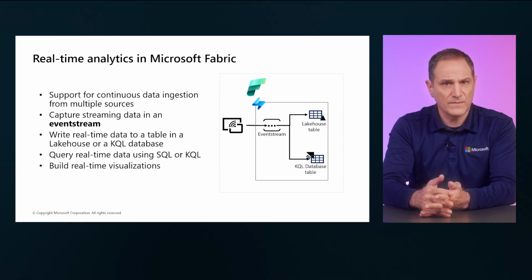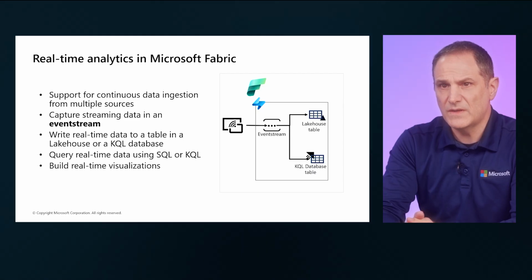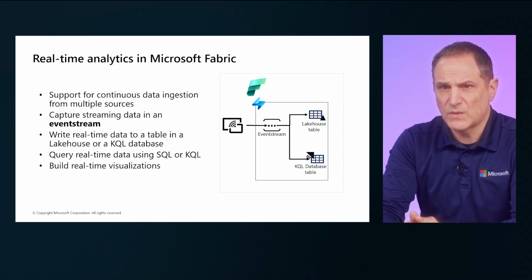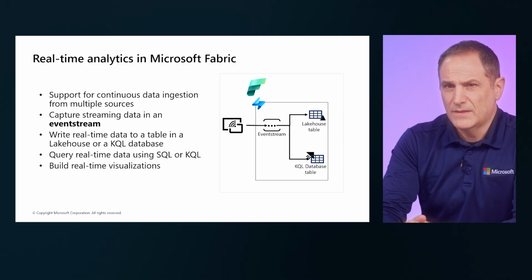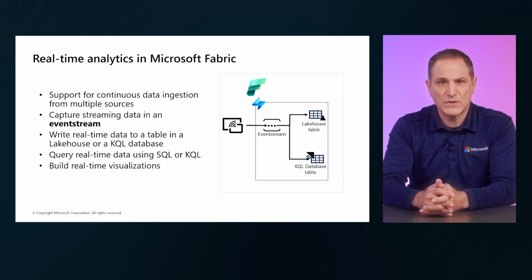At the center of this is something called an event stream. An event stream is the way Fabric captures real-time event data coming from one or more streaming sources. Those sources could be things like application events, IoT telemetry, or system signals. The key idea is that the data is continuously flowing, not arriving in batches. Once the data is in an event stream, you decide where it should land.